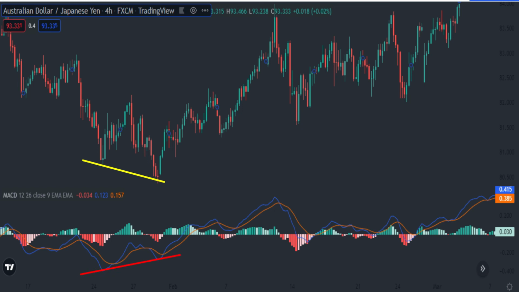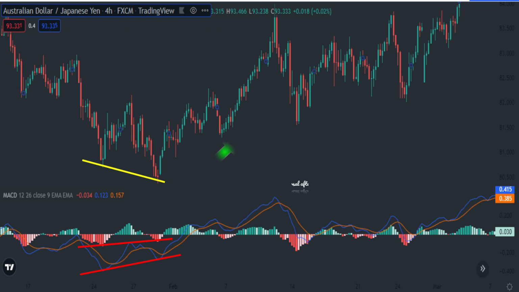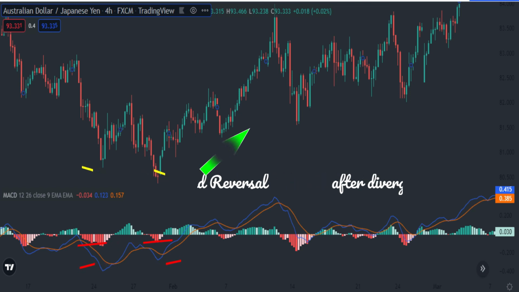To make use of MACD divergence effectively, we can go for double divergence. What is double divergence? When the MACD line, signal line and the histogram of the MACD move in one direction, and the price moves in another direction, it forms double divergence. The MACD double divergence is one of the most effective and powerful trading techniques. MACD double divergence, if done correctly, will do wonders in your trading journey.